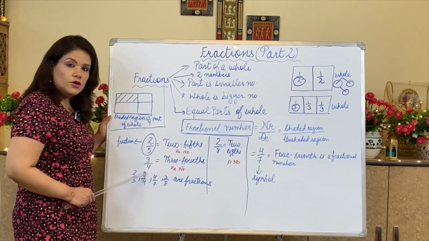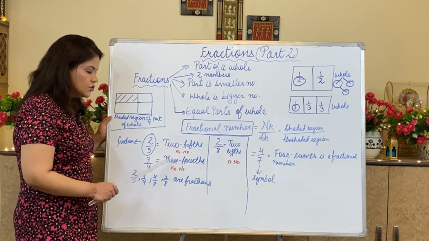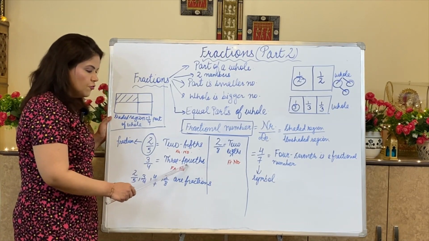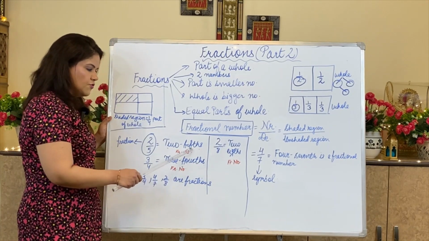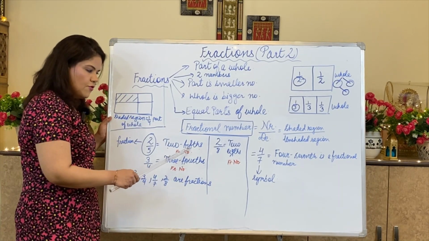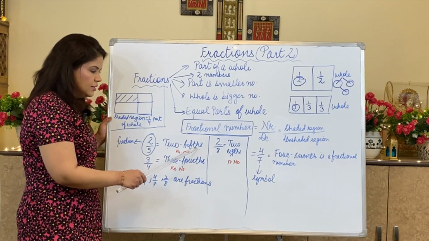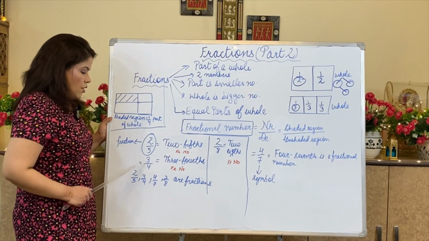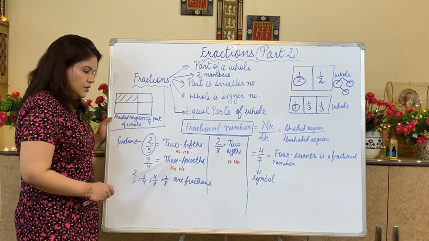For 3 by 4, I will be writing 3/4. 4 THS. 5 F. I will be writing THS. 3 by 4, I will be writing 3/4.